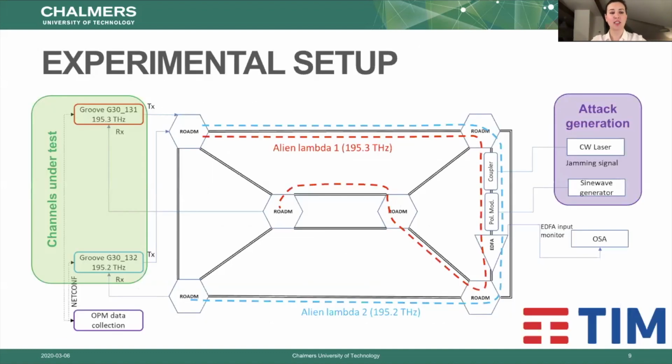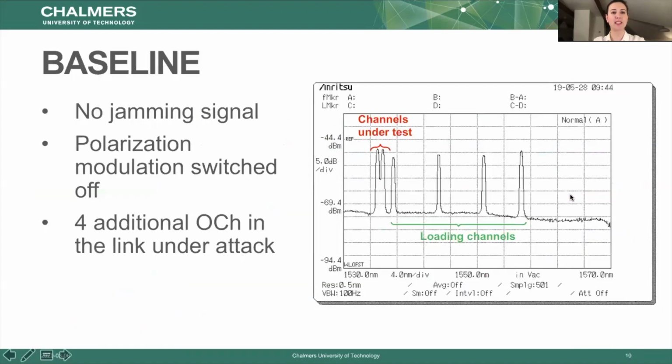To understand the consequences of these attacks, we carried out experiments using the Telecom Italia's experimental testbed that is equipped with 6 reconfigurable add-drop multiplexers and coherent receivers commercially available. In this case, we are using Infinera's Groove G30 transponders. We subjected this testbed to attacks. They are generated by jamming the connections using a continuous wave laser or by squeezing the power driven by a sine wave generator. In the baseline scenario, when there are no attacks present, the spectrum looks like this.